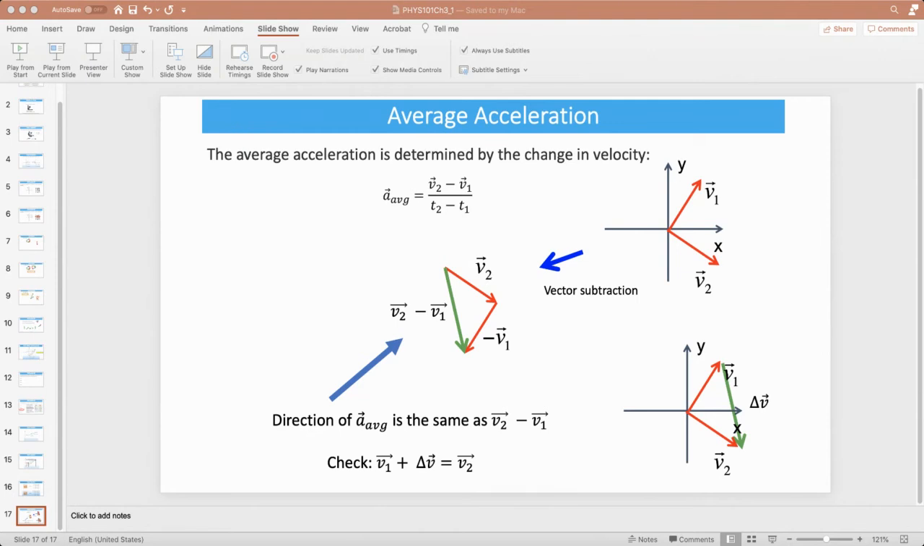So average acceleration is defined to be the second velocity, the final velocity, minus the initial velocity, divided by the time elapsed. So you're always going to be subtracting v1 from v2. Okay? So you're subtracting v1 from v2, that way around. Okay? So I'm going to stop the recording now.